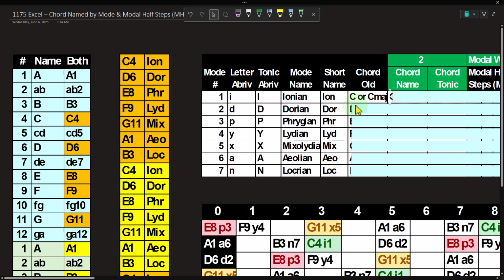If you just see a C in the context of a chord, we assume it's major unless it says otherwise. But if you want to be more clear, you can say it's a C major. And sometimes you might use a capital M versus a lowercase m for major or minor.